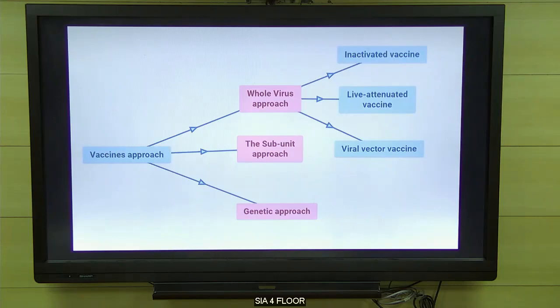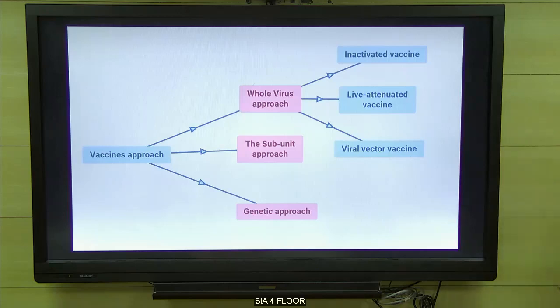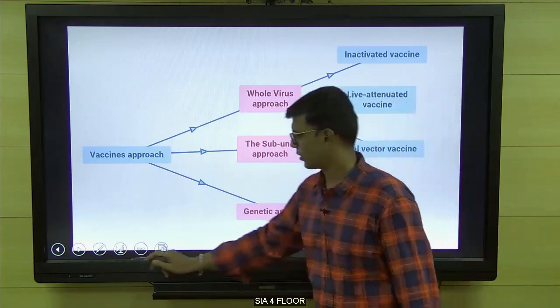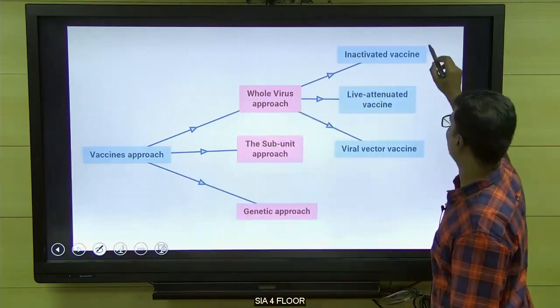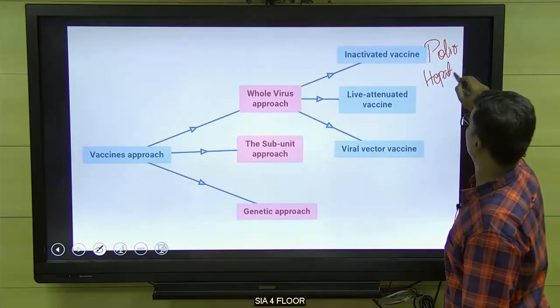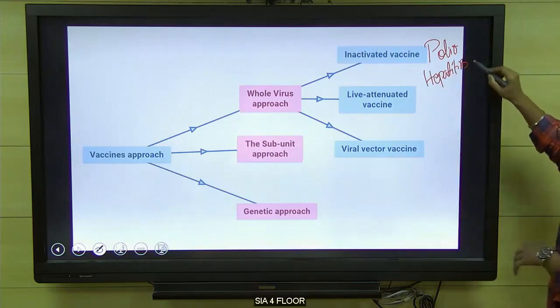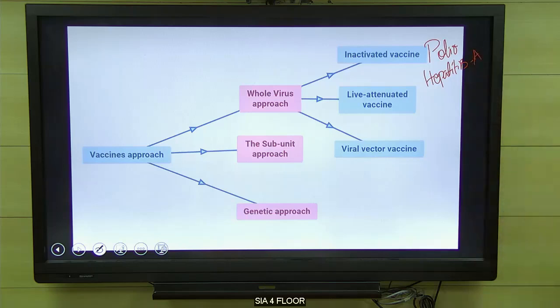Inactivated vaccine uses a killed version of a germ. You can write a one-liner if you want: inactivated vaccine uses a killed version of a germ to trigger an immune response. The best example is the polio shot. I'm not taking the COVID vaccines here, I'm saying other examples, polio or hepatitis vaccine, especially the hepatitis A vaccine. Hepatitis A is an inactivated vaccine.